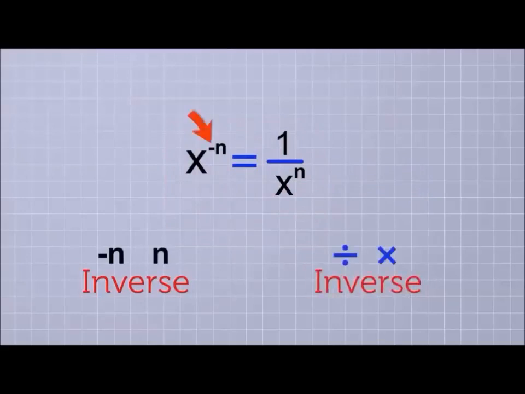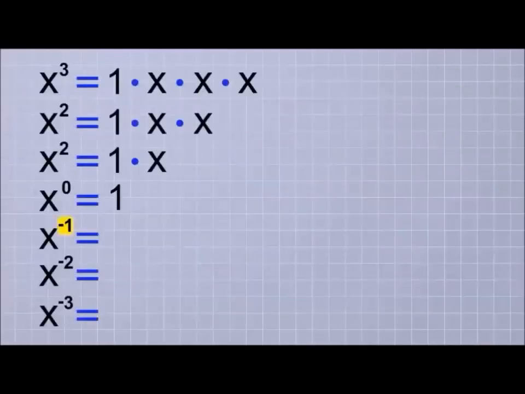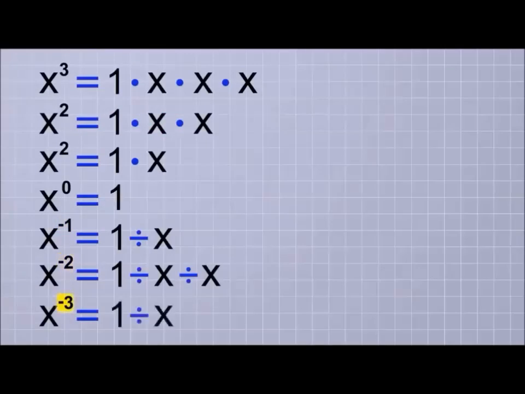So a negative exponent is basically repeated division. X to the -1 would be 1 divided by x. X to the -2 would be 1 divided by x divided by x. X to the -3 would be 1 divided by x divided by x divided by x, and so on.